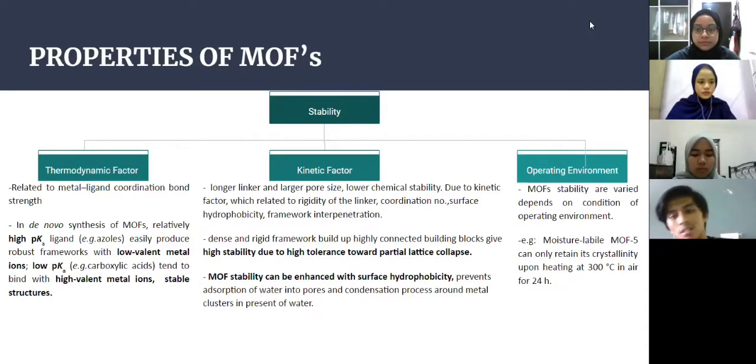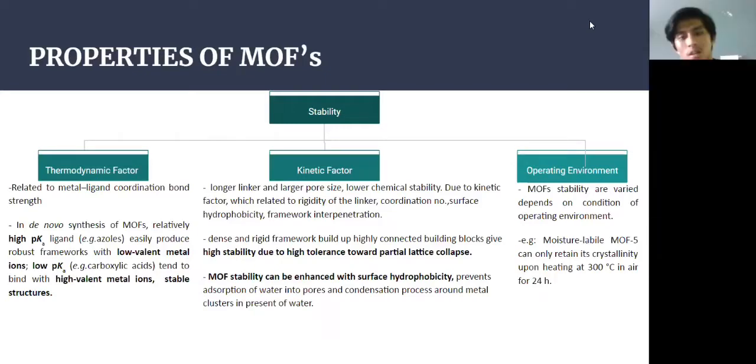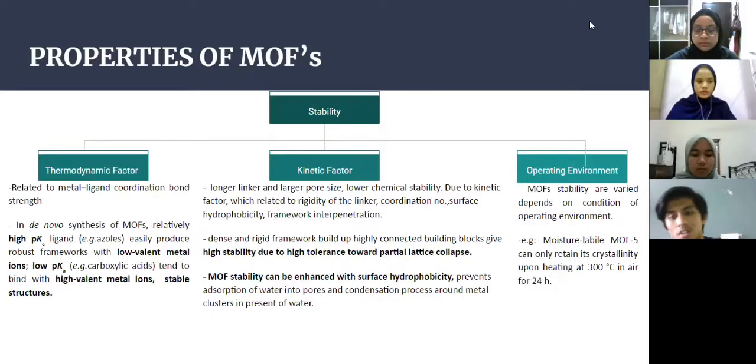And next is the operating environment of the MOF, where MOF stability varies depending on the condition of the operating environment. For example, moisture-labile MOF-5 can only retain its crystallinity upon heating at 300 degrees Celsius in air for 24 hours.